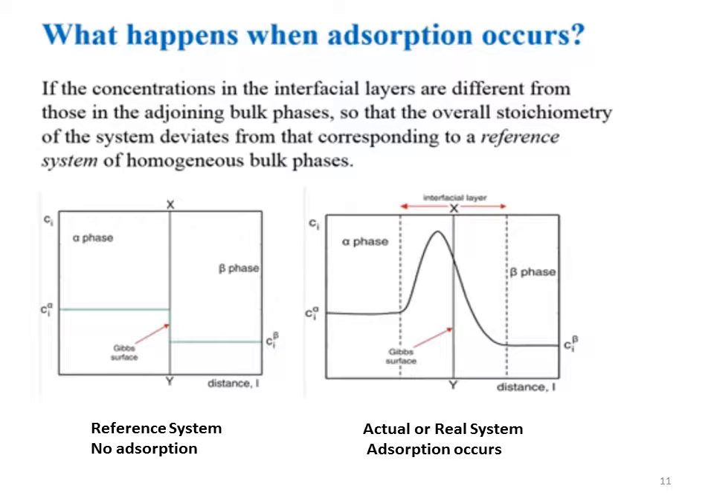We have two systems: first is the reference and the other is the actual system. In the reference system we have two adjoining bulk phases, and between these two adjoining bulk phases we have a line XY. This line is called the Gibbs surface. And in the right side figure we have the actual or real system where adsorption is taking place. When adsorption takes place, we see that concentration changes and the stoichiometry of the system deviates. On the left side, stoichiometry does not change because concentration remains constant.